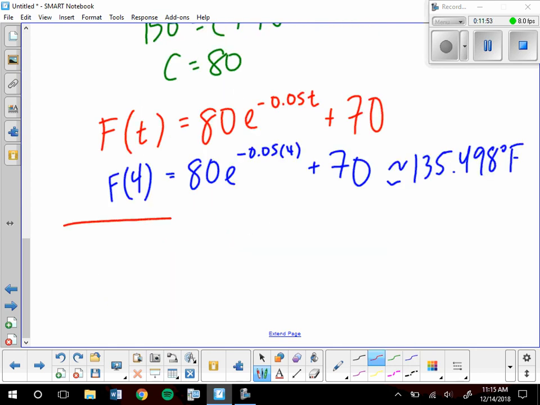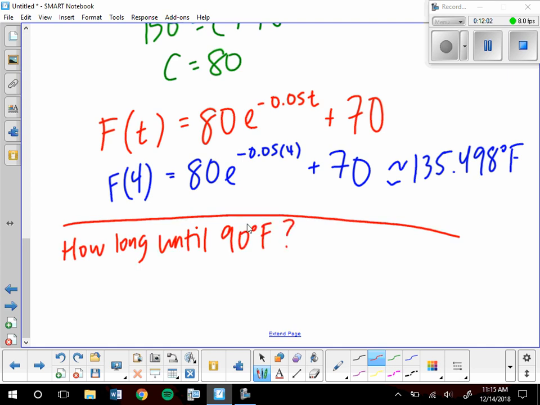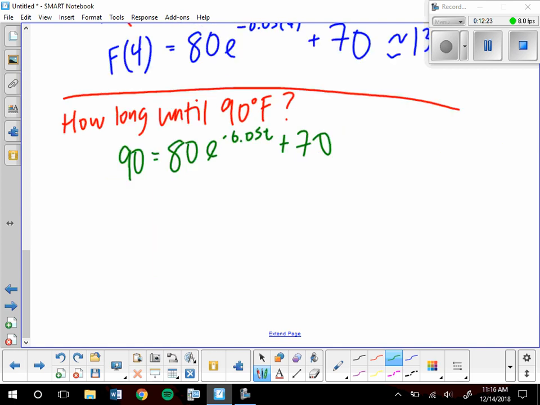But what I really want to know is how long until the coffee reaches 90 degrees Fahrenheit, which is when I don't want to drink it anymore. What I can do is take my original equation, set it equal to 90, and solve for t. This is going back to solving exponential equations. So we can subtract 70. Then we can divide both sides by 80.